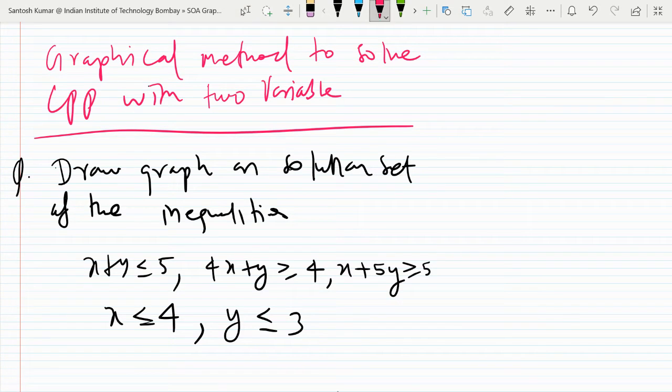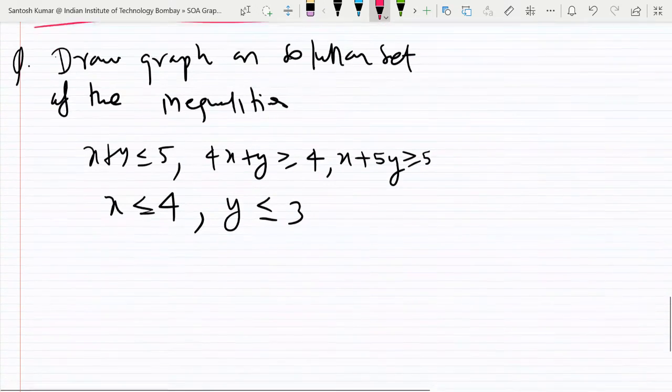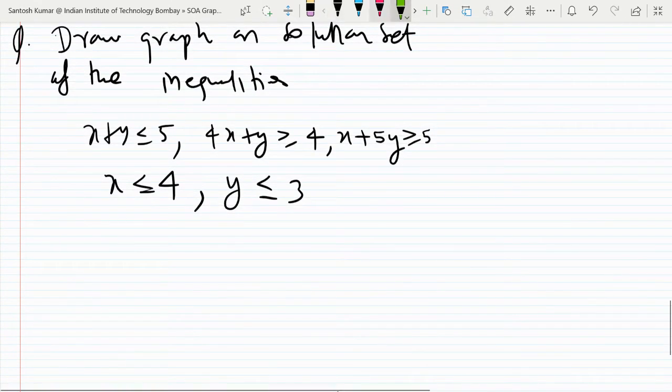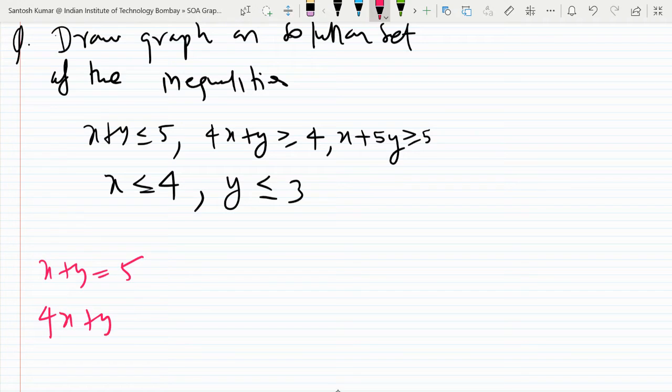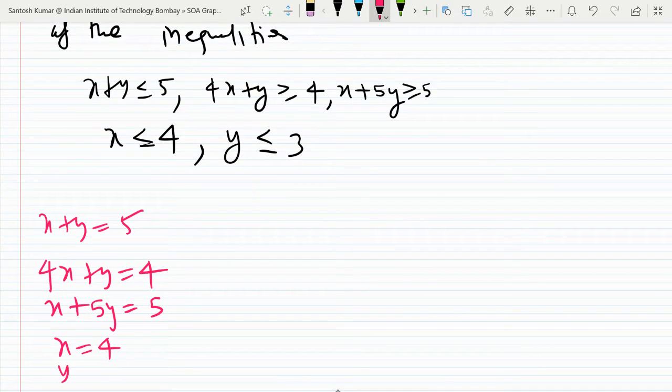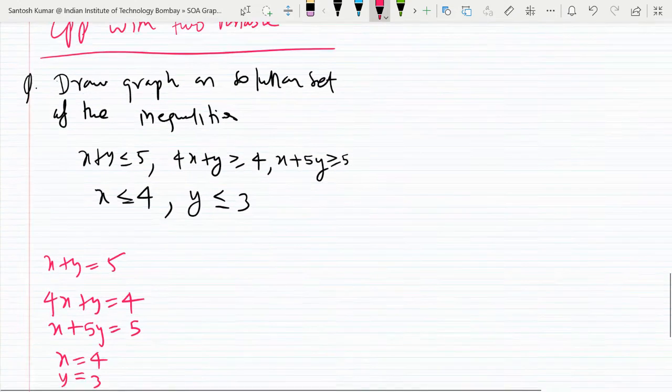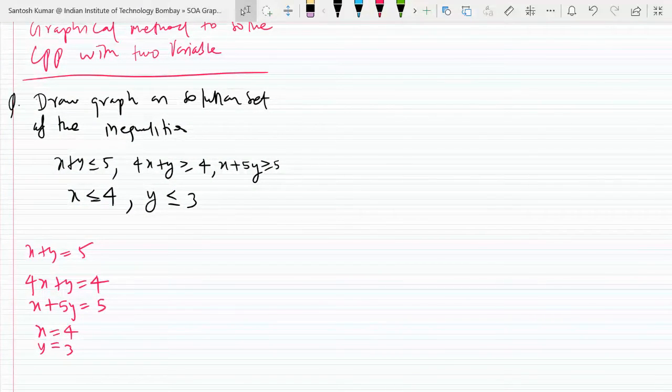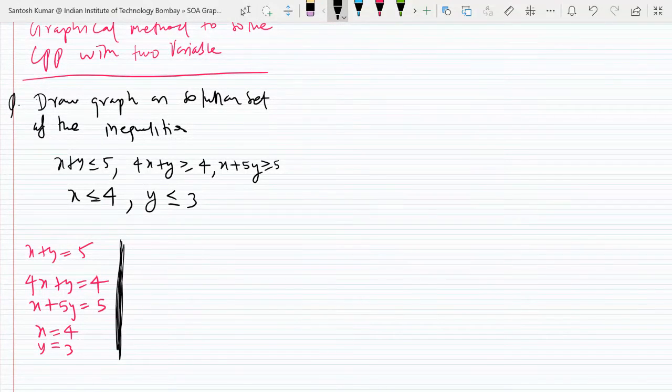When you want to draw the graph of an inequality, what do you do first? Since we have inequalities, but we have seen how to draw straight lines. Now we all know how to draw straight lines. So first of all, while drawing the graph, you just draw the graph of the straight line. You draw the graph of x plus y equal to 5, 4x plus y equal to 4, x plus 5y equal to 5, then x equal to 4 and y equal to 3. So what I did, just in place of inequality I put equality. First of all we have to make these lines on a single graph, then we'll decide what is the solution of this inequality.